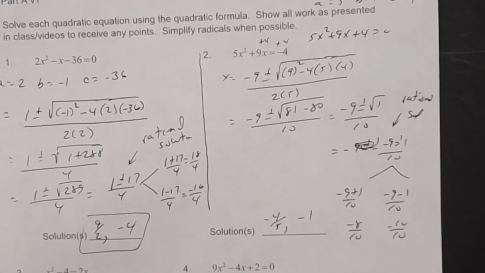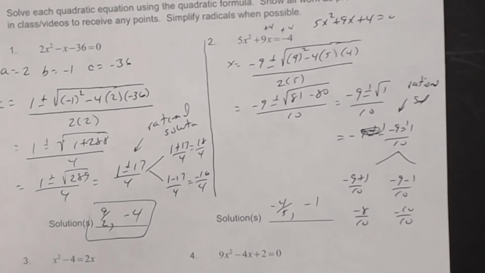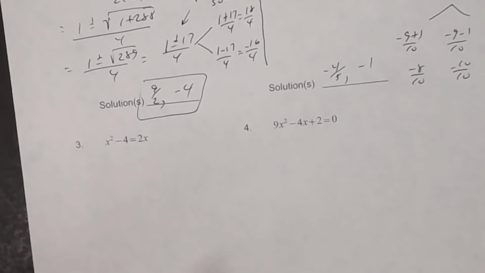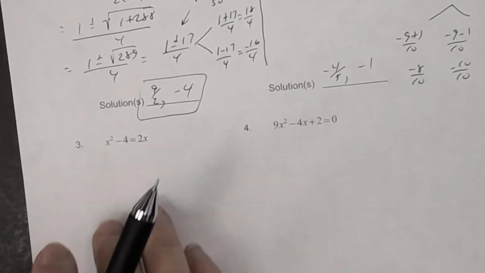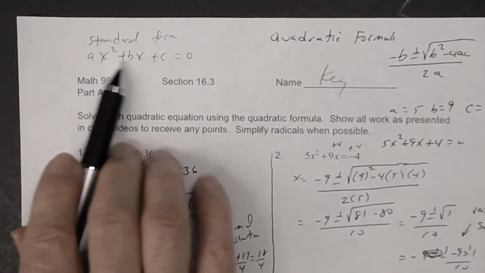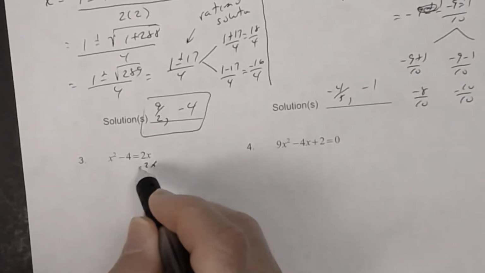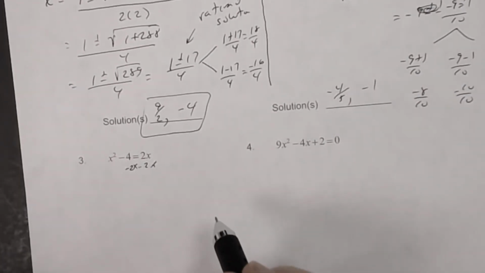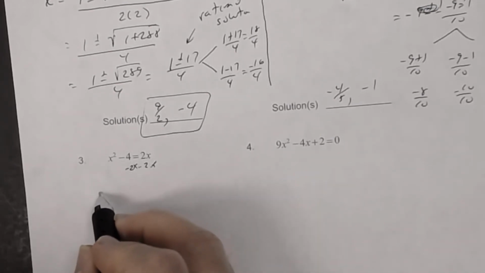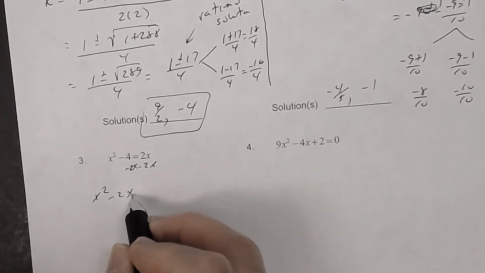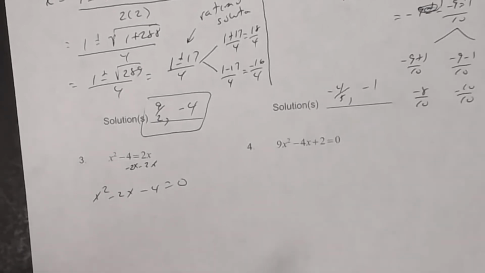So those are your two rational solutions. All right, number 3. Let's put this in standard form. And remember, we need to make sure it's in descending order so you don't mess up. So if I subtract 2x from both sides, I get x squared minus 2x minus 4 equals 0.